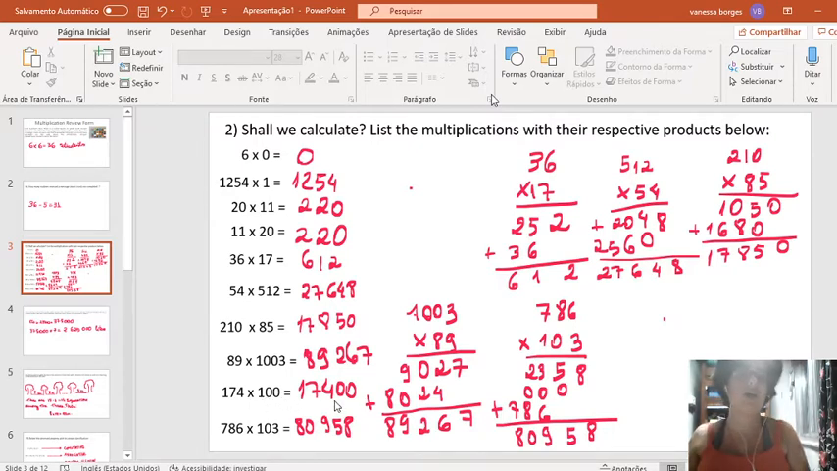The other one, 174 times 100. It's just I add 2 zeros. I don't need to make this multiplication, okay? The next one, the last one, 786 times 103. This is going to give me 80,958.